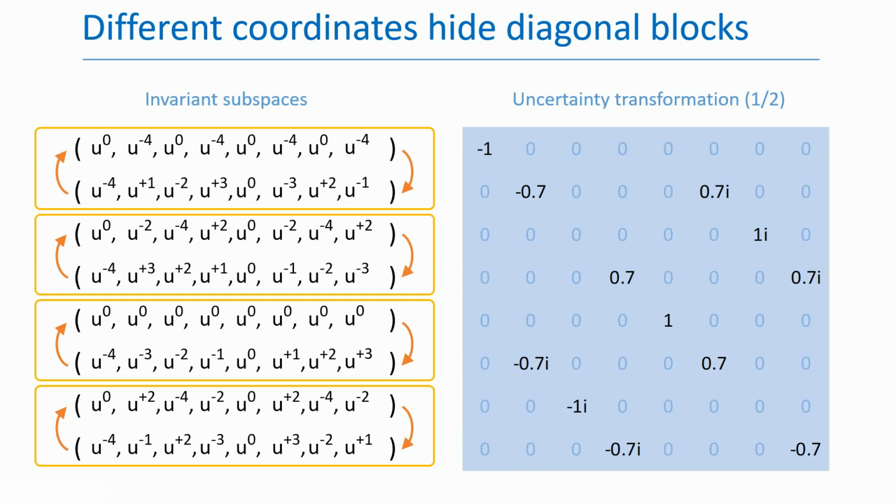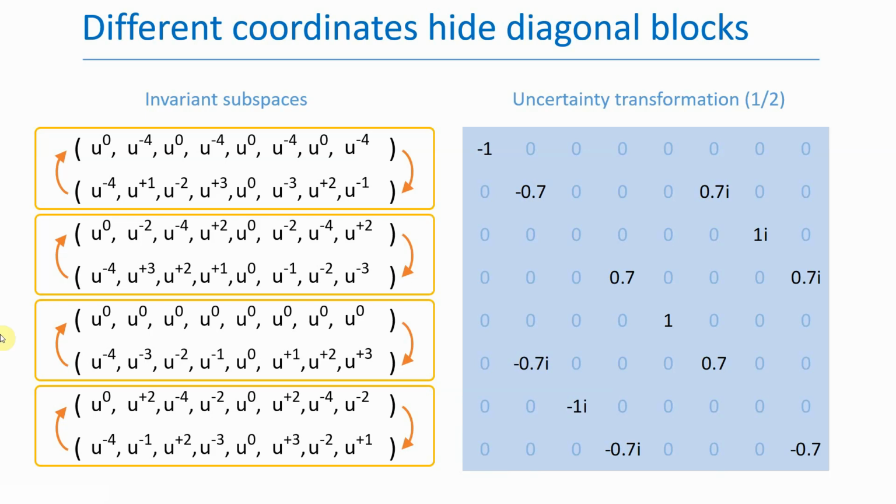This implies that our discussion of invariant subspaces has been somewhat imprecise because we have only considered a single coordinate system. Now, we must add that also for all other coordinate systems, there exist uncertainty representations which may not be block diagonal but behave the same way. These occur when the invariant subspaces are not aligned with the coordinate system.